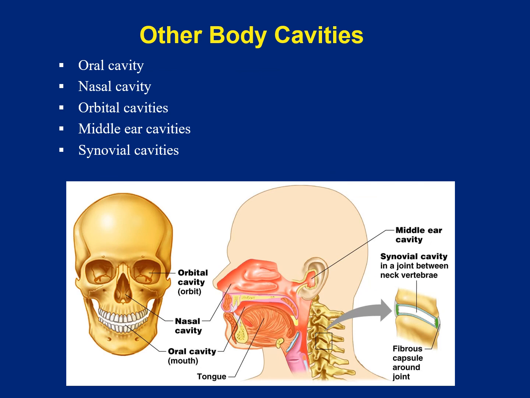And we're going to look at other body cavities as well. The oral cavity is what you call your mouth. We'll do that with the digestive system. The nasal cavity is what you obviously call your sinuses, your nose. Your orbitals, those are your eye sockets. Your middle ear cavities, that's where the bones of your ears are found. And the synovial cavities are going to be spaces between your joints. So we'll be talking about all these as we go.